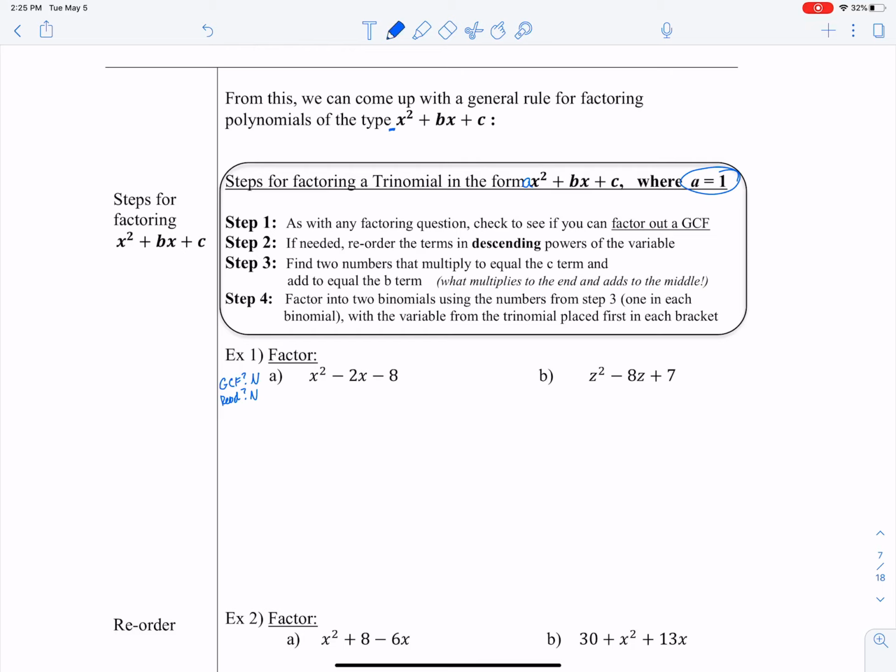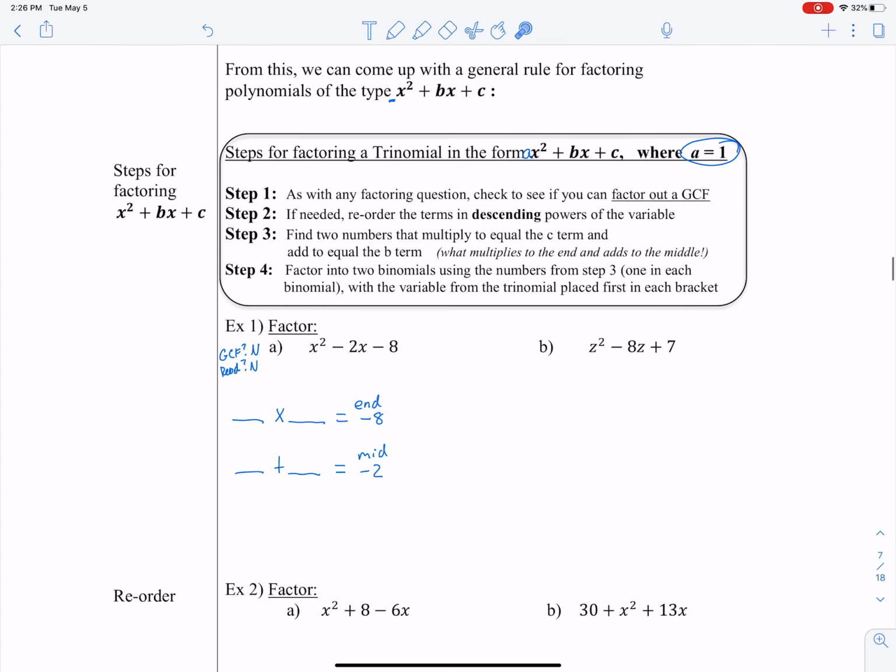So we're going to set that up as blank times blank is equal to the end, okay, the end number, and in this case it's minus 8, and blank plus blank is equal to the middle, and in this case it's minus 2. So here's our end, the end goes with the multiplication, here's our middle, the middle goes with the addition. And notice here, if they're negative, you include the negative sign, okay?